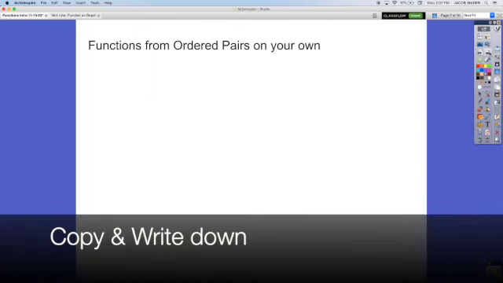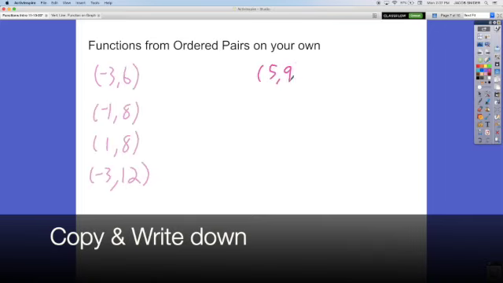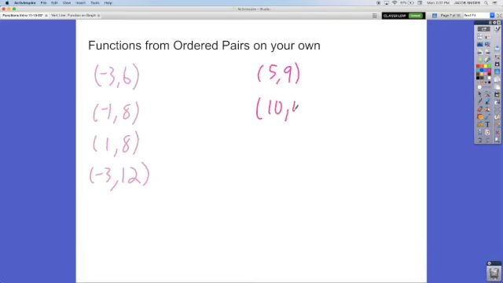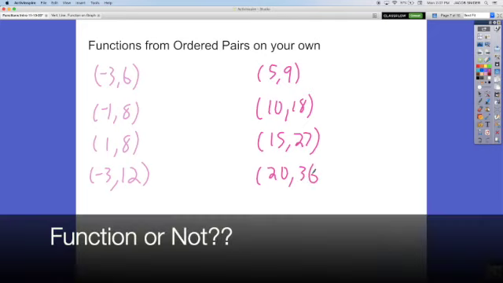Here's the first one. Okay, you got those two right there. Try those two on your own.